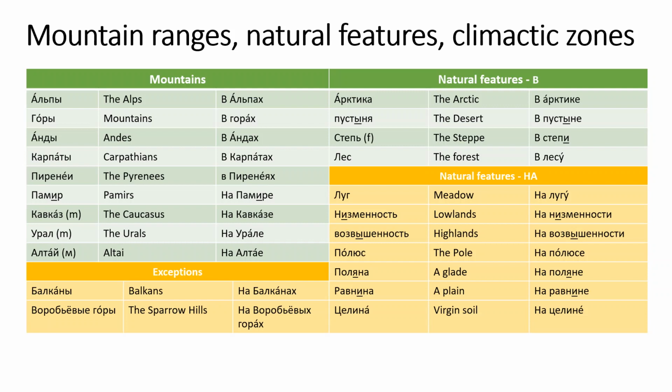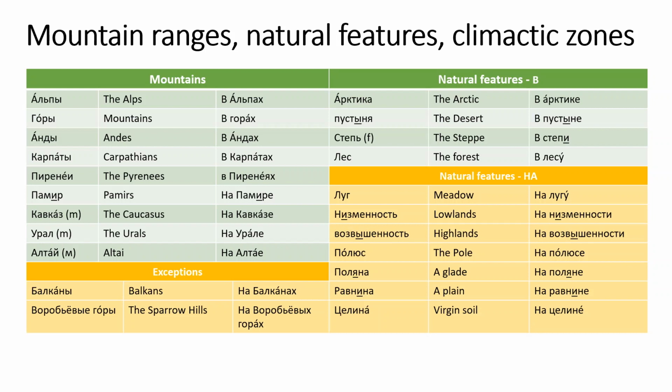So here's a list of some natural features and mountain ranges that I wanted to go over with you. Now, as I mentioned earlier, most of the mountain ranges that are in the plural take v. So we have v Alpakh, v Andakh, v Karpatakh, v Pireneyakh, which are all in the plural and take v. Then we have na Pamire, na Kavkaze, na Urale, na Altae. So when I say in the singular, I do mean in the Russian singular. So Ural is the Urals in Russian, it's singular, so it's na Urale.